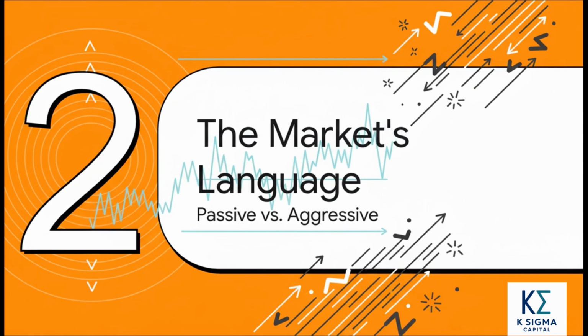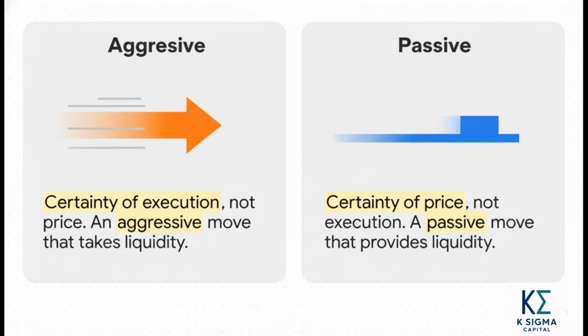So to really get what's happening in this arena, you've got to learn the two fundamental words in the market's language, passive and aggressive. And it all boils down to the two main ways you can place an order. This really lays out the fundamental trade-off, doesn't it? If you use an aggressive market order, you are guaranteed to get into the trade right now, but you have no idea what the exact price will be.